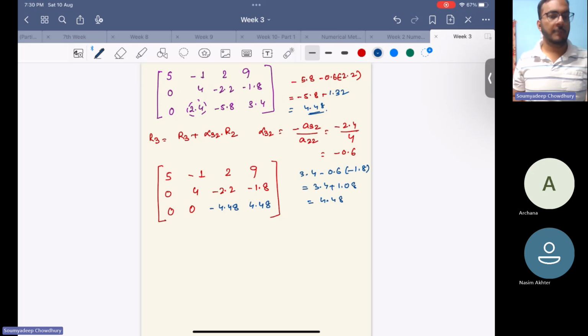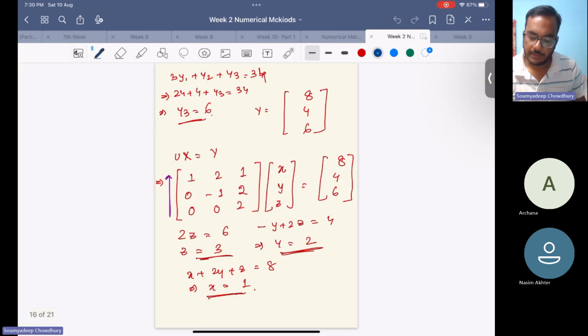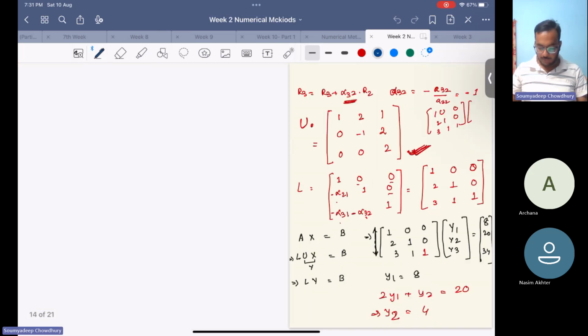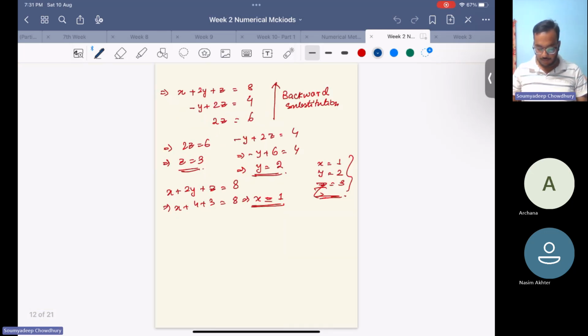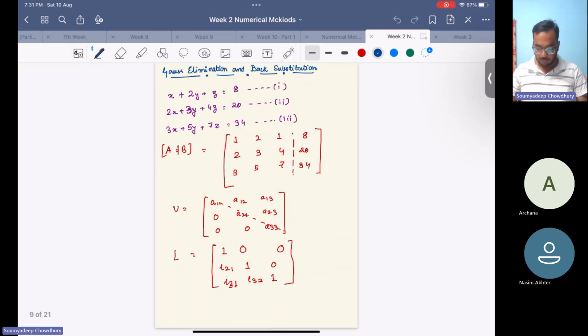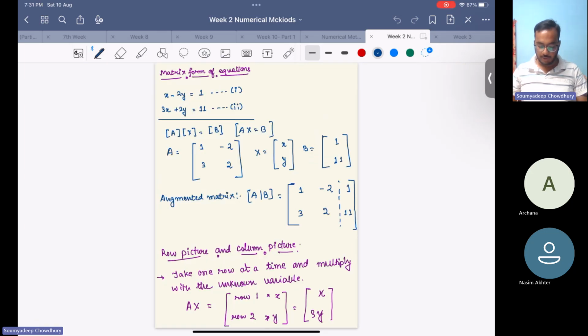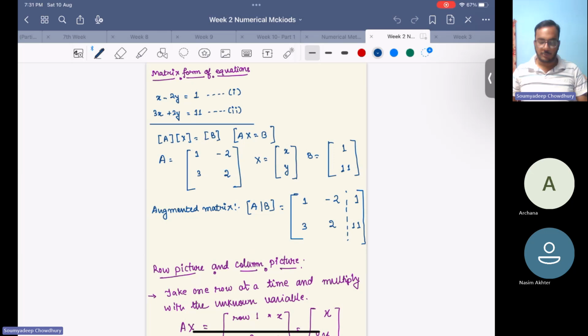So I'll give a quick recap of what I had discussed in the last class. Then I'll go to today's class. So basically, last class we were talking about solving linear equations, right? In solving linear equations, we first talked about different methods. First, we talked about the row picture and the column picture, how to simplify any linear equation into a row picture and column picture, and what the importance of those is.